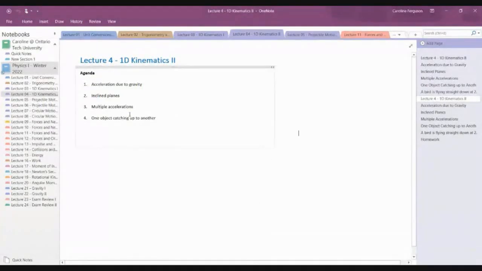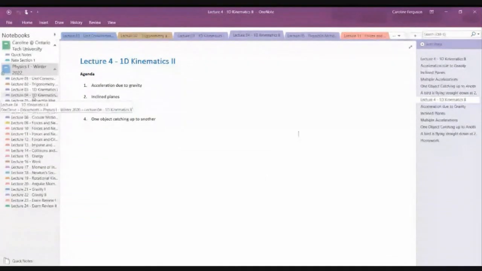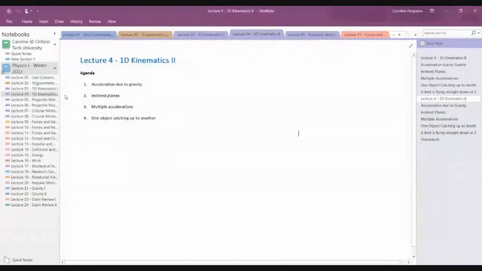All right, so welcome. We're now in lecture 4, and this lecture is 1D Kinematics Part 2. You would have already seen lecture 3, which is 1D Kinematics Part 1, where we go over some of the basic kinematic equations and how to use them in problems. But today we're going to be doing Part 2, where the questions just get a little bit more challenging.